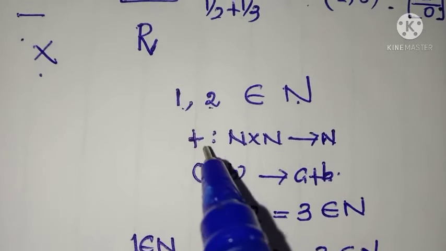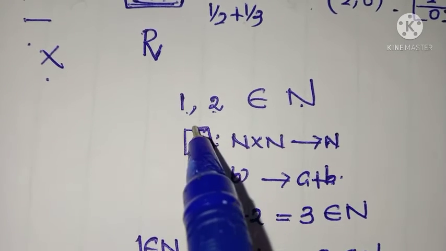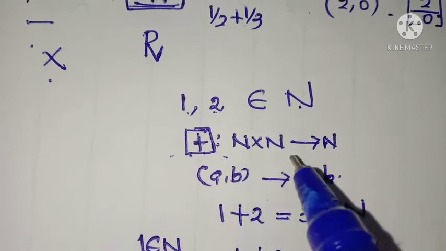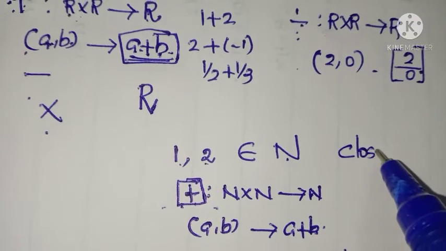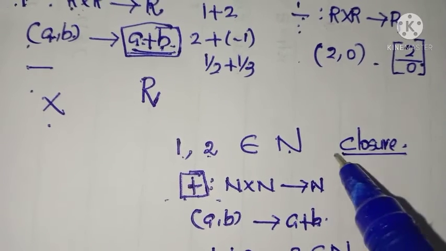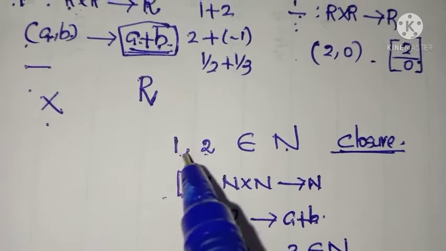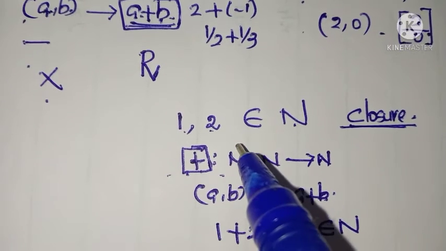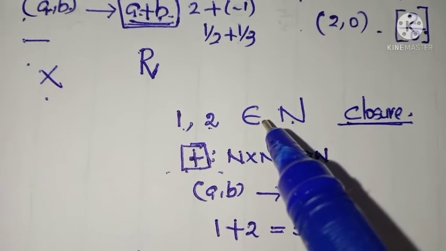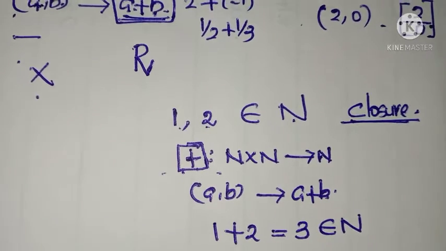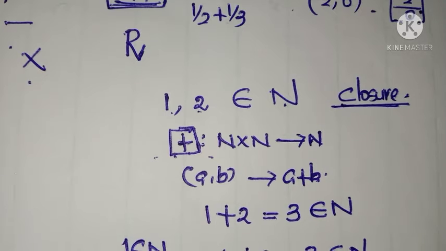So 1 belongs to N, 2 belongs to N, and the addition operation 1 plus 2, that is the element 3, also belongs to N. So we can say that the operation plus or addition is a binary operation because it satisfies the closure property. So any operation that satisfies the closure property is a binary operation. So let's see some examples of how to determine whether an operation is a binary operation or not.